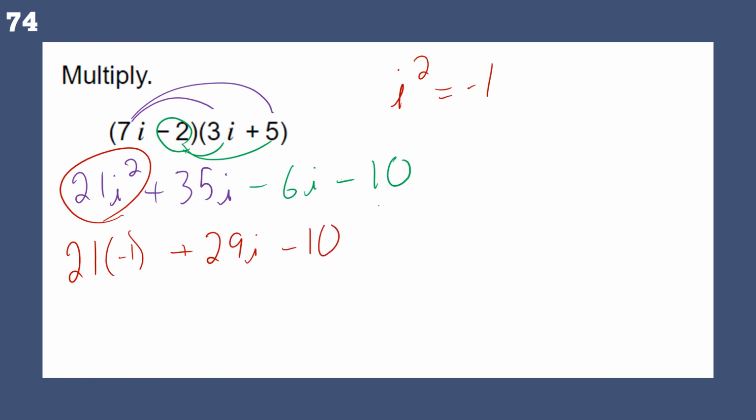But at this point, we can actually take it one step further and put all the real parts together. And we get negative 31 plus 29i.